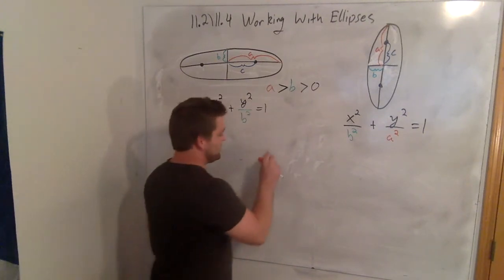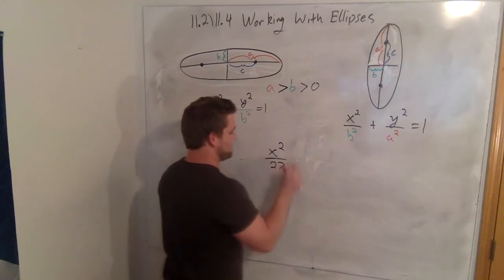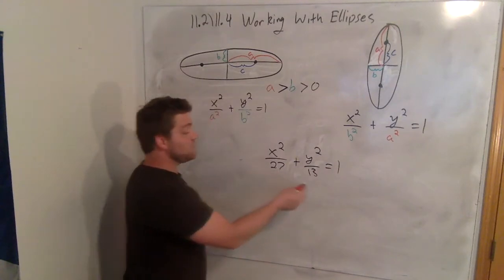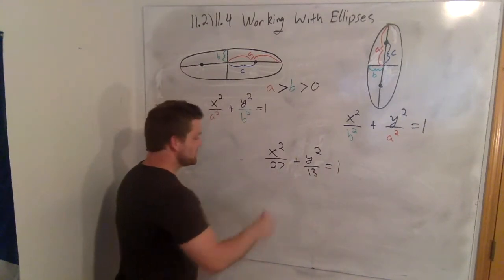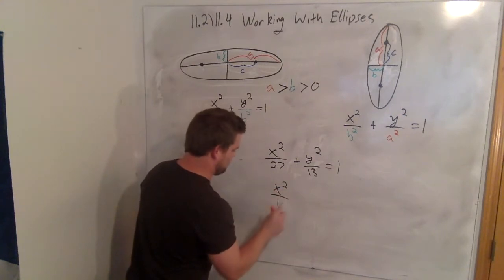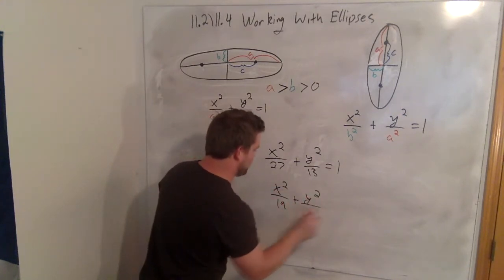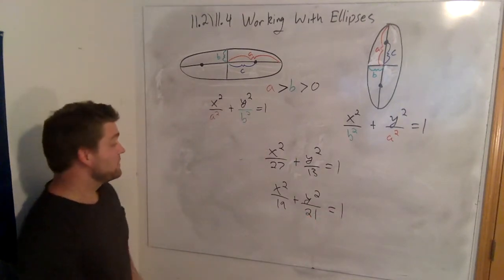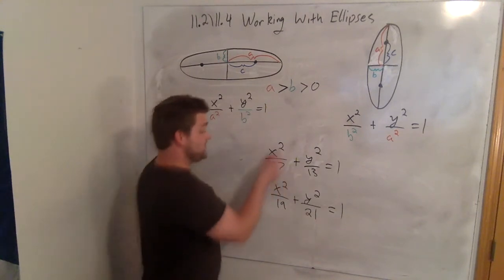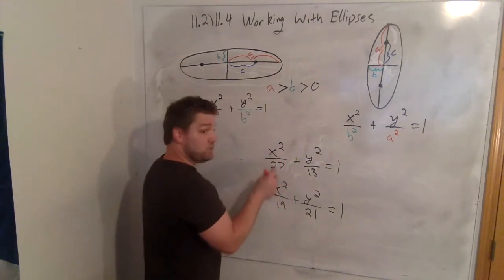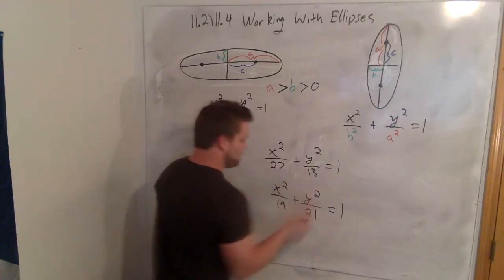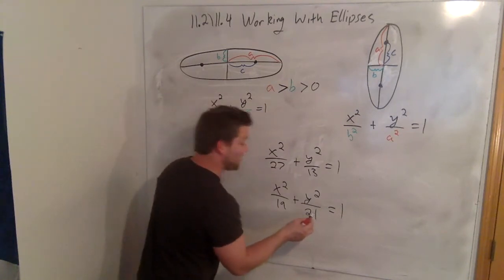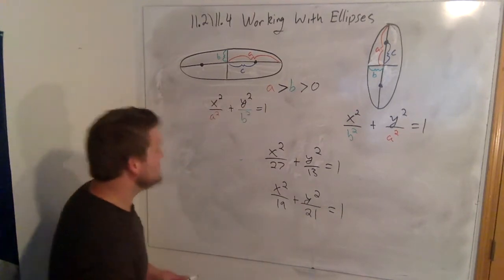Okay, so whatever the larger number is, that's how it's being elongated more. So for example, if we had something like x squared over 27 plus y squared over 13 equal to 1, this ellipse is going to be elongated more in the x direction. Or if we have x squared over 19 plus y squared over 21, this is going to be elongated more in the y direction. Here, since it's being elongated more in the x direction, our a squared would be 27 and our b squared would be 13. Over here, we're being elongated more in the y direction, so a squared will be 21 and b squared will be 19.